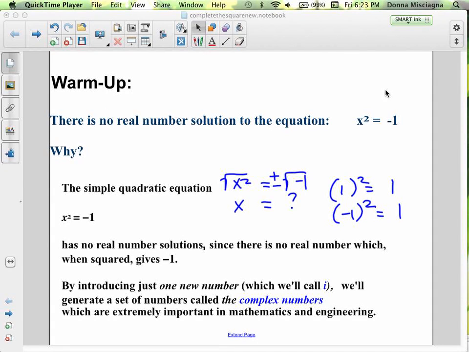Welcome. So there is no real number solution to the equation x squared equals -1. Why? In a simple quadratic equation, the square root of x squared equals positive and negative square root of -1.